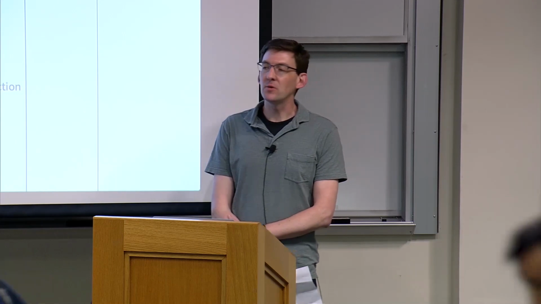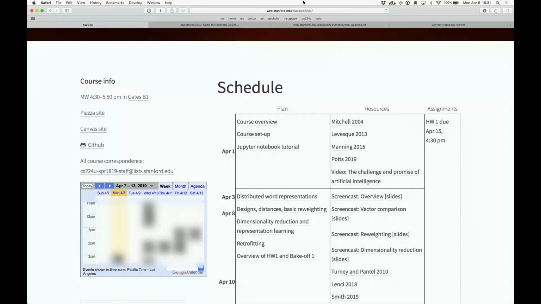We're going to continue on vector space models, focused especially today on dimensionality reduction. We'll look at a whole family of models for dimensionality reduction and try to understand what they're doing and how they're related to each other and so forth.